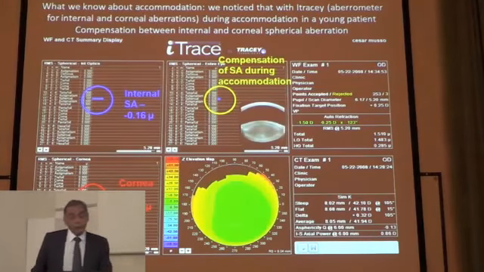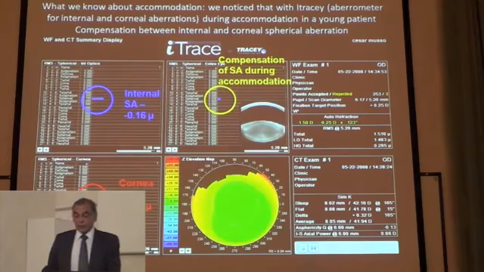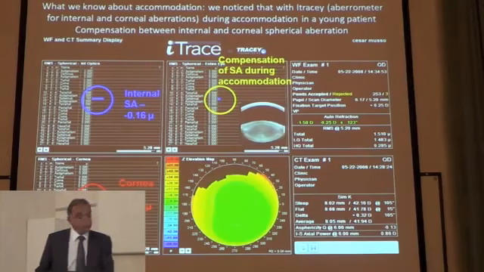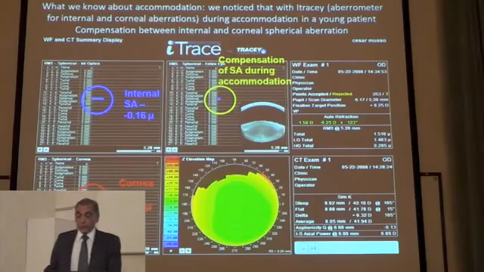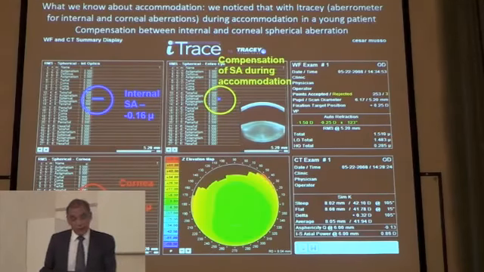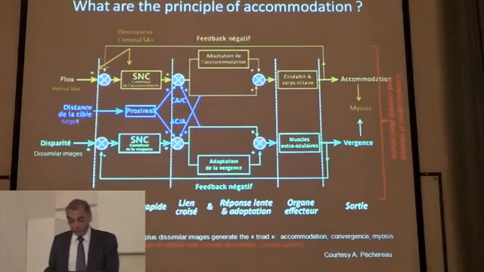What we know about accommodation, we notice that with I2C, we use frequently I2C. I2C is an aberrometer for internal and corneal aberration. With our patient during accommodation in a young patient, we have a compensation between internal and corneal spherical aberration, as you can see here. So it's important to know what happens in a young patient.